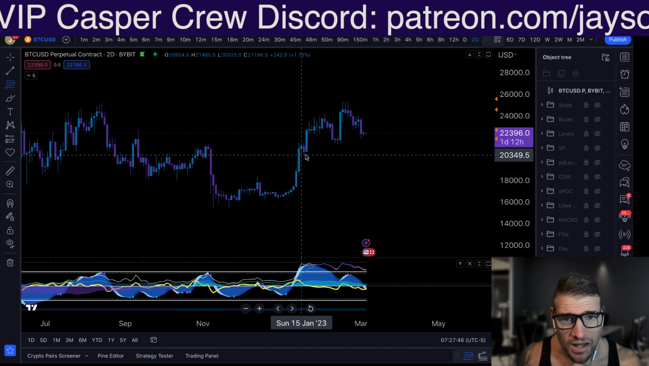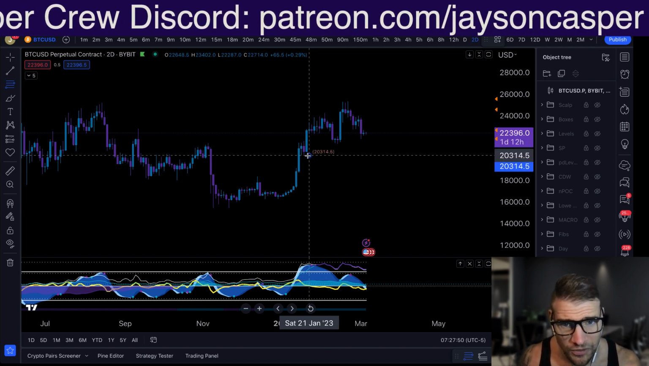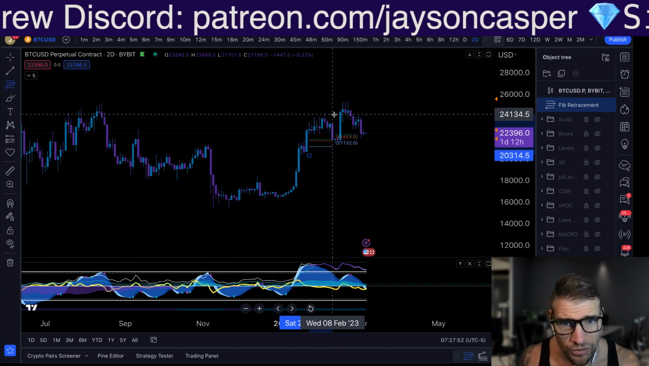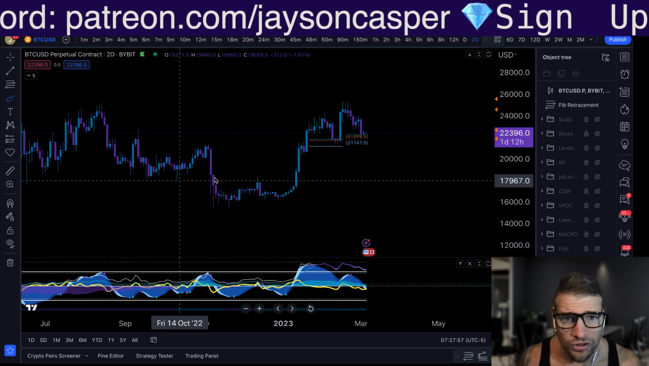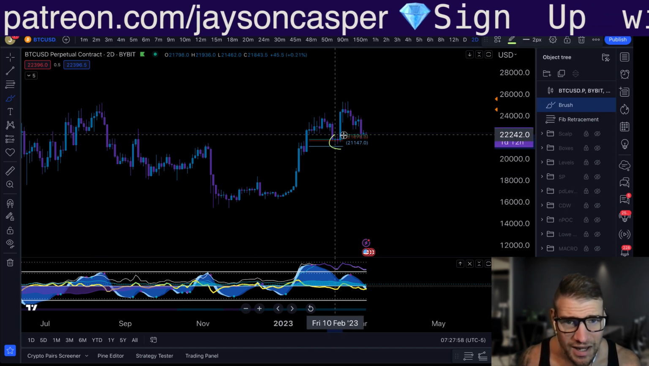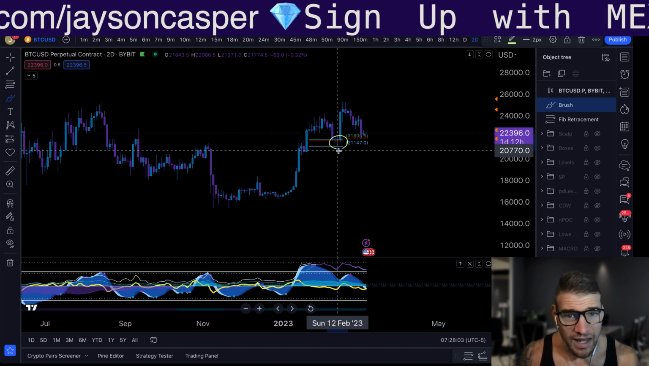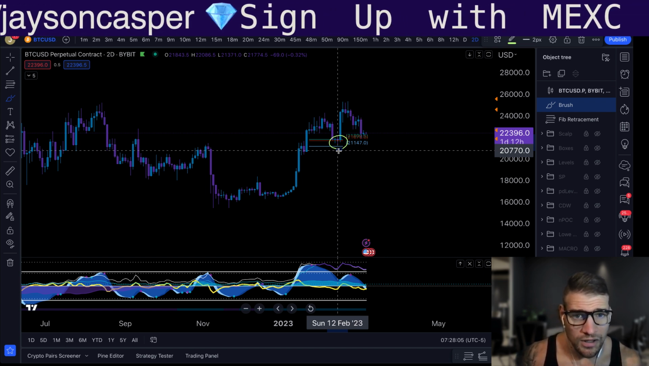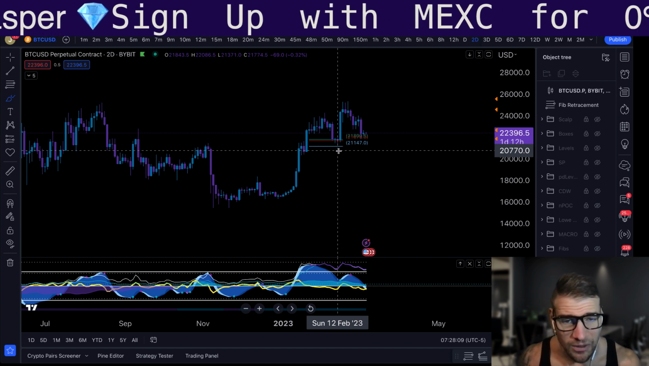Well, look at this. Now we put in another big impulse and we start to retrace. So now we pull the fib from that last low we put in to the high. And as you can see, we are coming down directly into the zone between the 618 and the 786. And this is a trade setup. This is one of the reasons why we actually gave that trade setup from $21,400 in the Casper Crew VIP Discord, because it was a fib level.